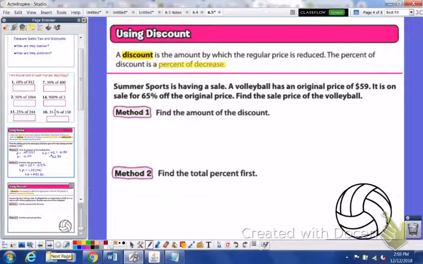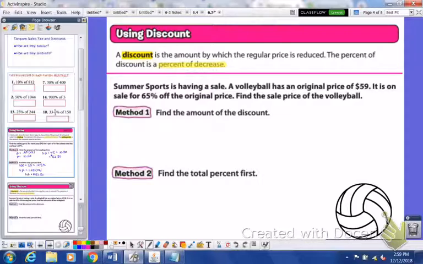Okay, so discount. We like discounts better. A discount is the amount by which the regular price is reduced. The percent of discount is the percent of decrease. So discount is like when you go to the store and they say that everything's 20% off. Our example here, Summer Sports is having a sale. A volleyball has an original price of $59. It is on sale for 65% off the original price. Find the sale price of the volleyball.